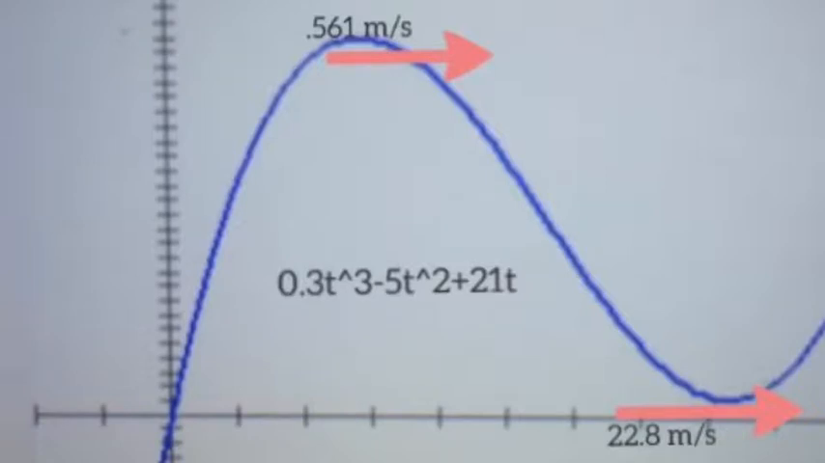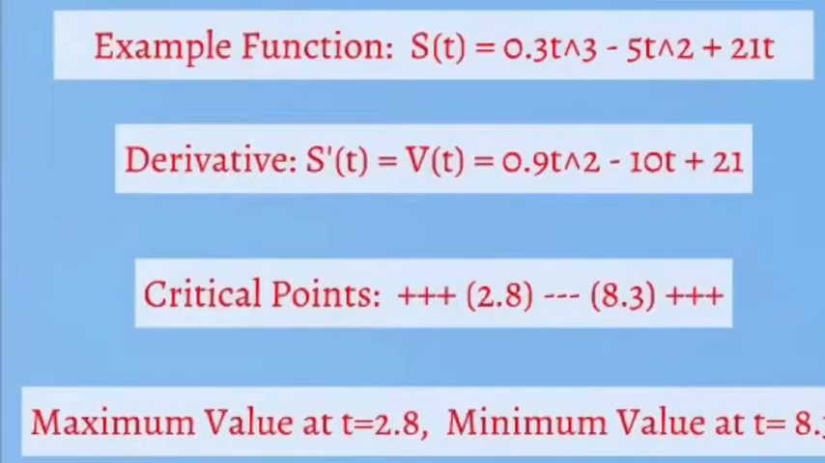Since the derivative of any position function is its velocity, we must derive the function, giving us the function 0.9t squared minus 10t plus 21. Factoring the velocity gives us critical values, which are only candidates for zeros of the function. A simple first derivative test will confirm that the critical points, x equals 2.8 and x equals 8.3, are in fact maximum and minimum values for the function respectively.